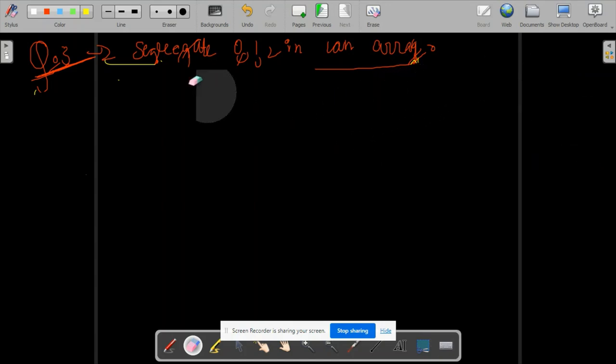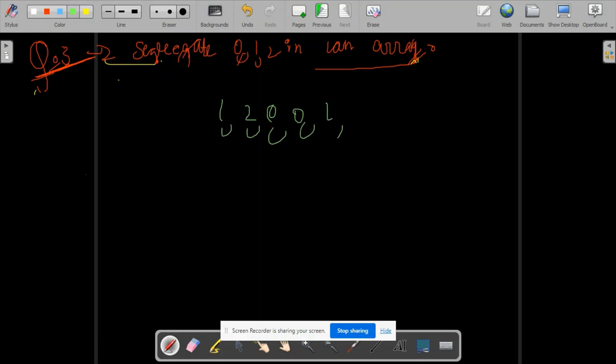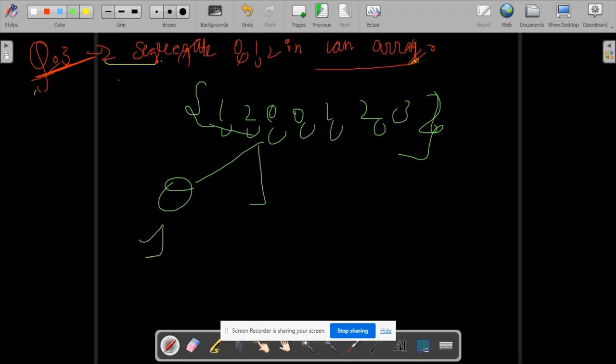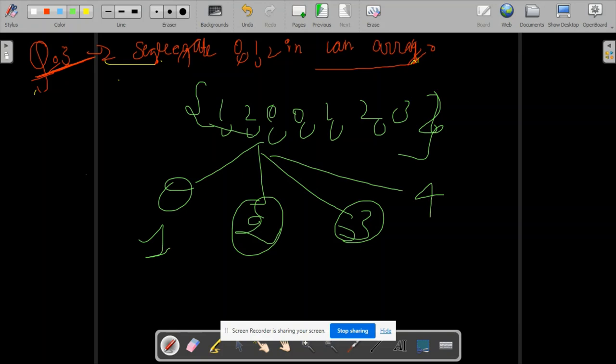In the same way, your numbers are mixed with each other, like 1, 2, 0, 0, 1. What you have to do is segregate it. So the first formula, the first way, is also having multiple ways. It is also having some approach number one, approach number two, approach number three, approach number four. Yes, it is having multiple approaches.